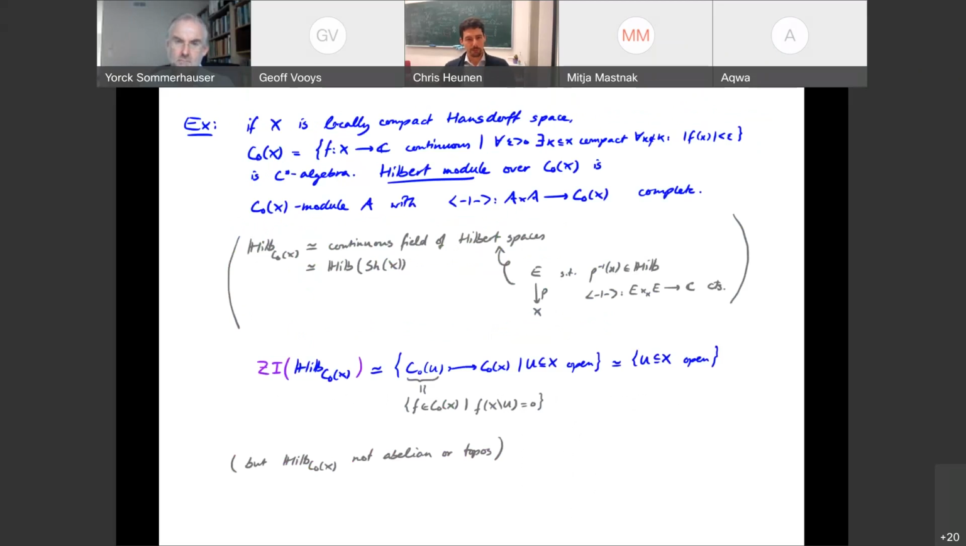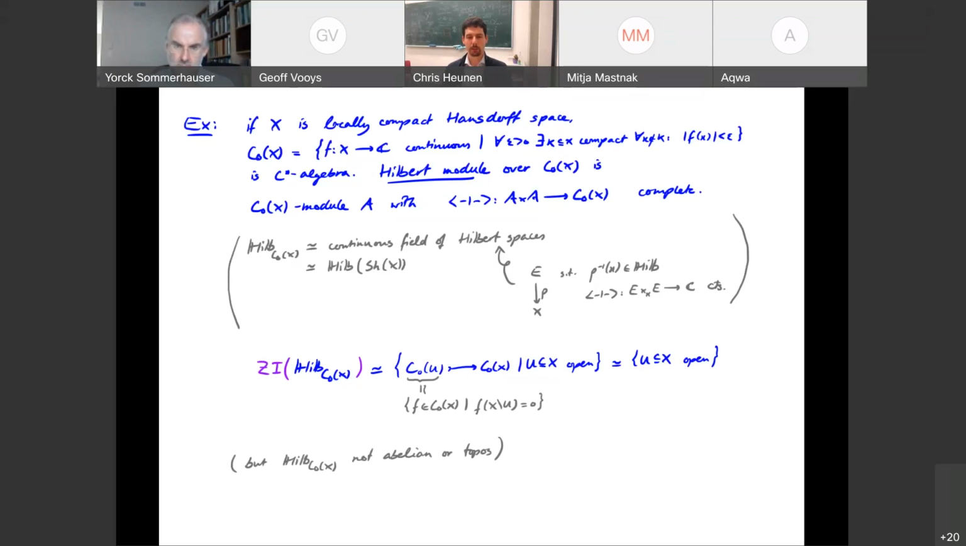Here's another example. If X is a locally compact Hausdorff space, then we can look at the following. This is a special kind of ring. We'll call it C0 of X. It consists of all the continuous functions from X into the complex numbers that vanish at infinity. And by that I mean, whenever you give me an epsilon, I can find a compact subset outside of which the function becomes smaller than epsilon. So it's a special kind of ring. It's what's called a C-star algebra. It has a norm in which it's complete.